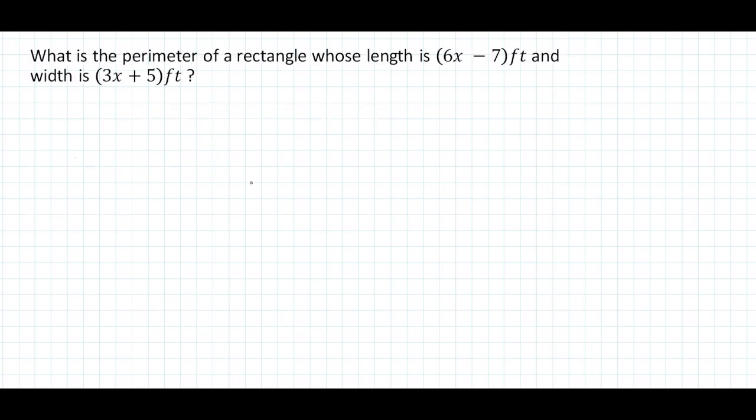So what is the perimeter of a rectangle whose length is 6x minus 7 feet and width is 3x plus 5 feet? So I'm going to roughly draw a rectangle. So let's draw a rectangle.